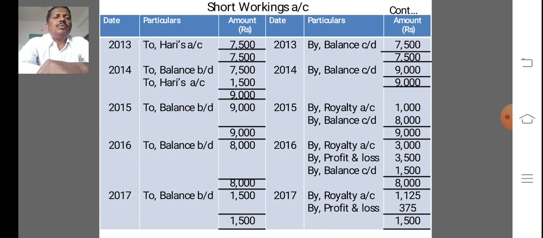To balance brought down 1,500, and out of 1,500, in 2017 we have some profit, some surplus. That surplus can be used for writing off the short workings by 1,150, and the remaining amount is not brought down because time is over. That 3,375 also is not recoverable. That we call a transfer to profit and loss account.